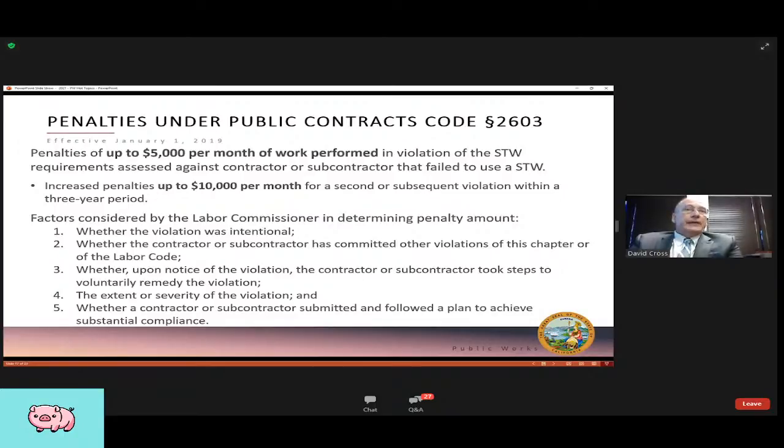So another factor, number 3, is whether the contractor took steps to voluntarily remedy the violation, the extent or severity of the violation, and whether the contractor or subcontractor submitted and followed a plan to achieve substantial compliance. So these are all factors taken into account. If it's a very minimal violation, the penalty is going to be on the low side. And if it's a repeated violation by a repeat offender, then the penalties are going to be on the high side. So let's go on to the next slide.